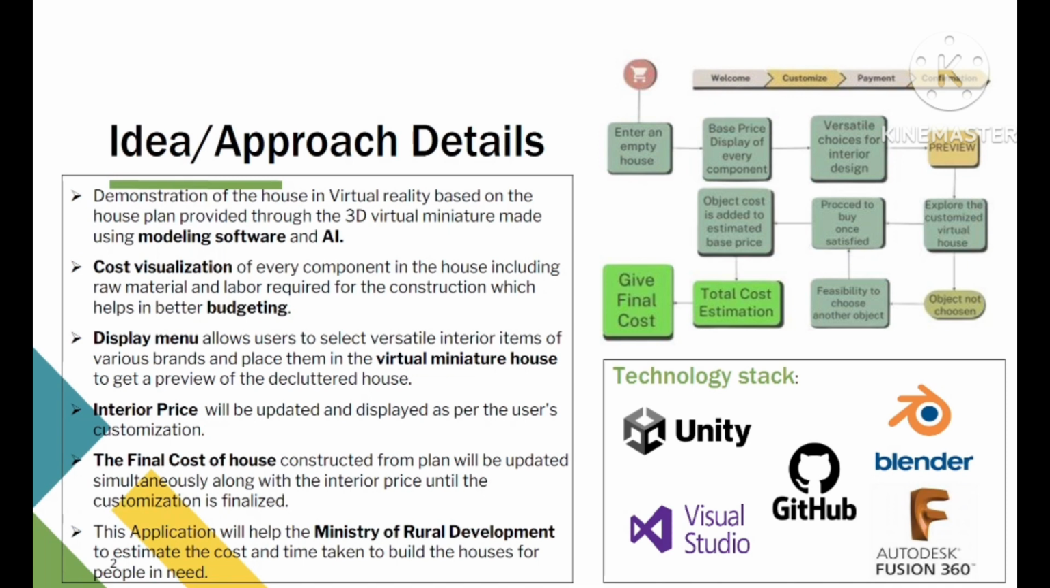So the user will be provided with a display menu wherein he will be provided with versatile interior items of various brands. So he is going to choose whatever item from that particular list and place it all around the house as per his wish. Now the interior items price will also be added dynamically on the user's screen. Now the final cost of the house, that is the base price of the house along with the interior price, is going to be displayed to the user at the end.